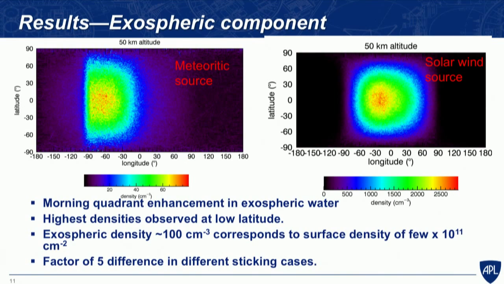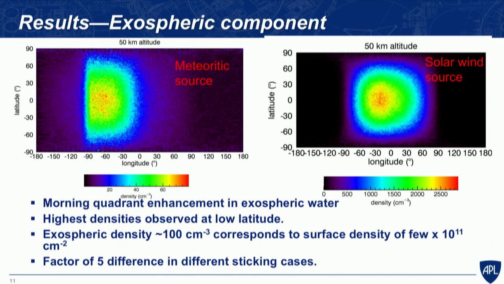So then if we look at the exospheric contents, again, 0 here is noon, that's dawn, and that's dusk. With the meteoroid source, you have a lot of water in the exosphere on the morning side, but not on the afternoon side. With the solar wind source, it's a little bit more centered, but still offset toward the dawn side. But we can relate the amount of water that would be in the exosphere to the amount that's moving around on the surface.